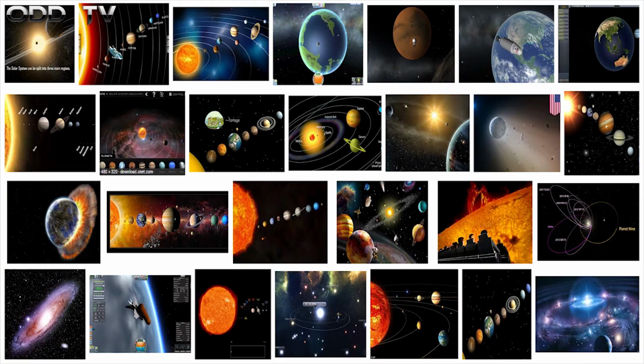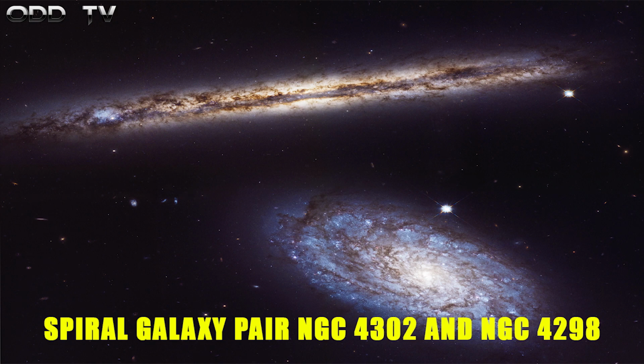Well, I beg to differ. NASA claims to have the Hubble telescope taking real pictures of distant galaxies. Here's one right here. Look up spiral galaxy pair NGC 4302 and NGC 4298, but they tell us that the Hubble is only 350 miles away, so maybe we can't get pictures of our solar system with Hubble.